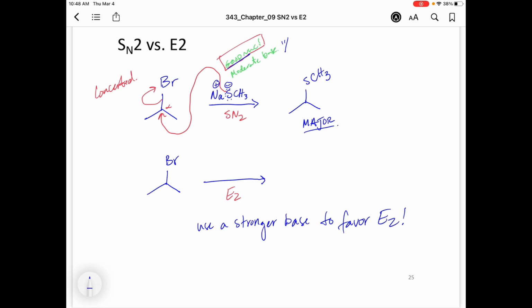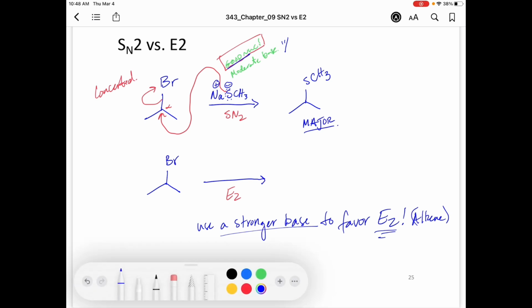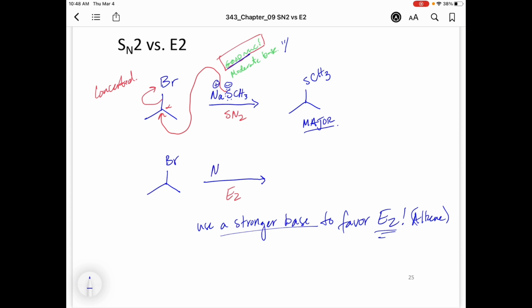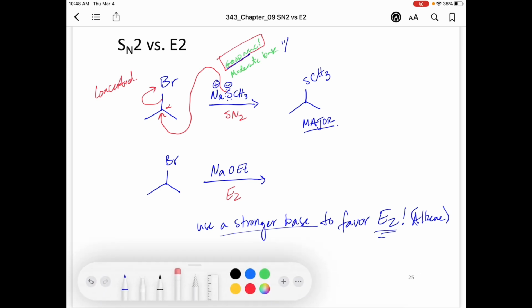And since we're not adding that base to the group, we don't care really what it looks like. We're just trying to get the alkene. So if you're trying to get the alkene product, then you're going to want to use a stronger base. All right, let's draw in a stronger base here. We're going to use sodium ethoxide. The only difference here, let's use sodium ethoxide.